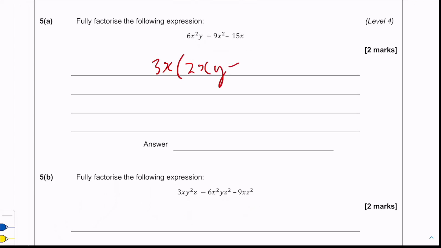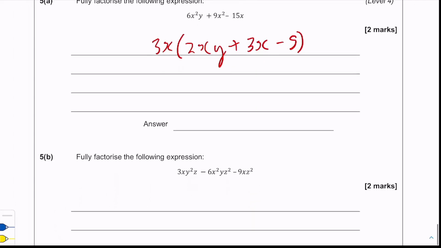We've then got plus, and to get to 9x squared, we multiply 3x by 3x. So we've got plus 3x. And then to get negative 15, we multiply 3x by negative 5. I should have said negative 15x there. So negative 15x is 3x times negative 5. So that is our fully factorised answer for part A. Let's move on to part B.